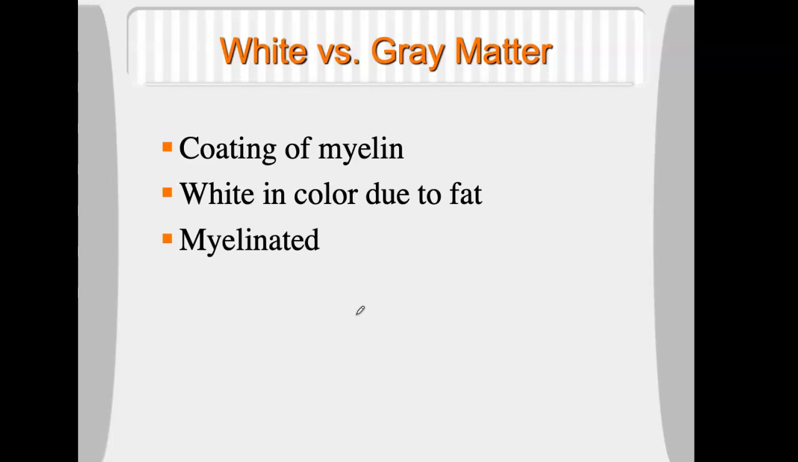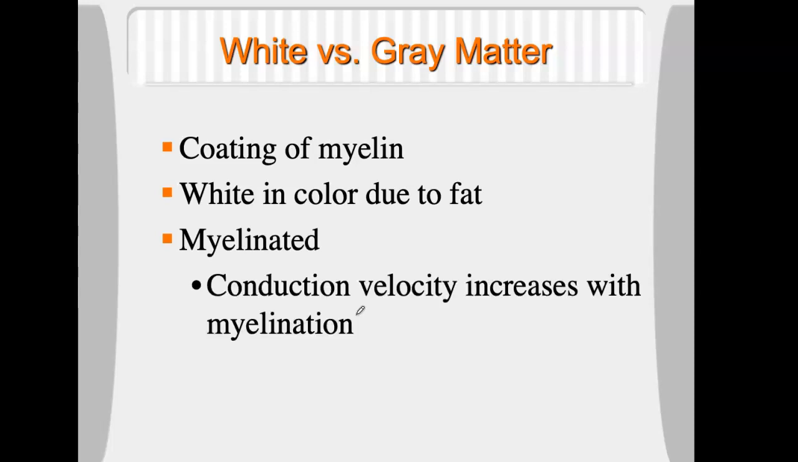It's myelinated, and what happens is that in all myelinated neurons or axons, the conduction velocity increases with myelination, so it's going to be faster. Any axon that has that coating is going to transmit that electricity way more quickly.